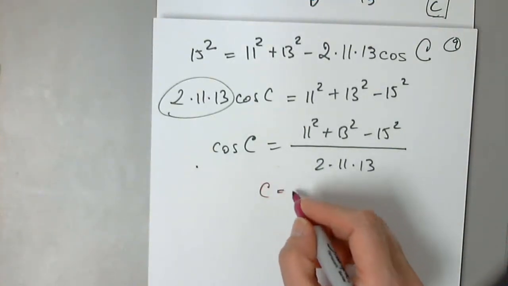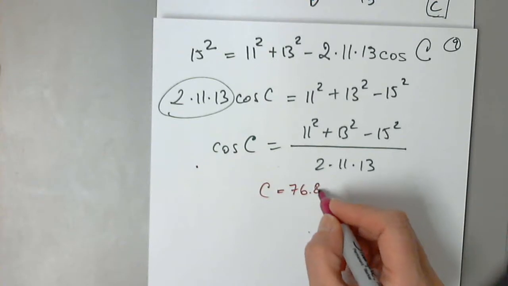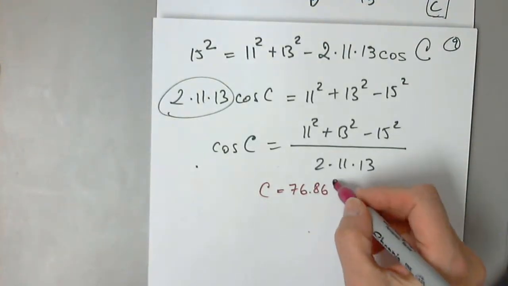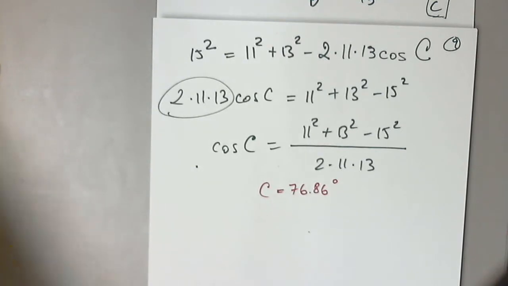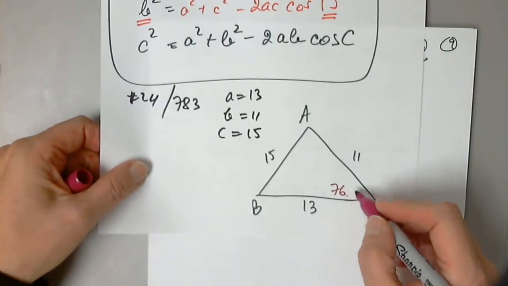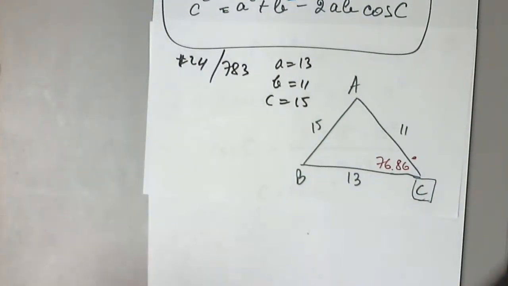Were you also supposed to multiply 22 times 13, also times 11? Yeah, I multiplied 2 times 11, that wrote 22. Oh, I was lazy. No, sorry. So we got that C is 76.86 degrees. Now we go back. Since I know this as 76.86 degrees, correct my numbers. Is this okay? Did anyone else get this number?